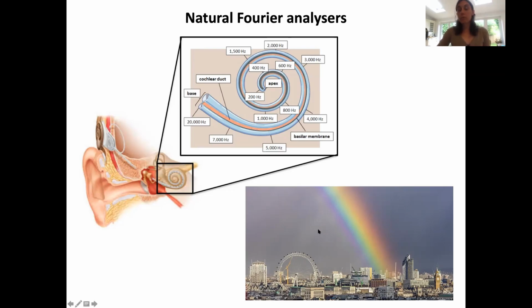Same concept for the rainbow. You know that the white light is made by many different colors all put together. So we have different wavelengths of different frequencies all combined, and then we can divide them by passing the white light through a prism. You're all very familiar with this.